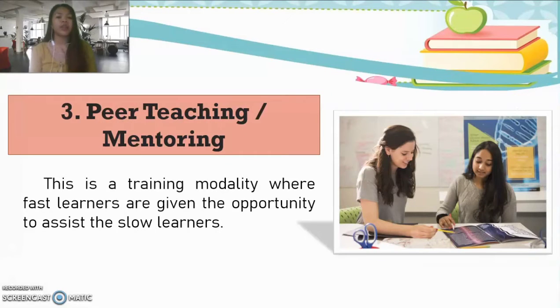Next is the peer teaching or mentoring. So this is a training modality where fast learners are given the opportunity to assist the slow learners. So we really know that we have diverse learners. So fast learners are given the opportunity to assist or to guide the slow learners. So that is what we call peer teaching. So they teach their peers.